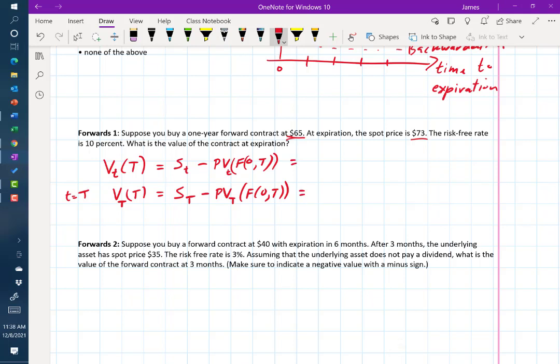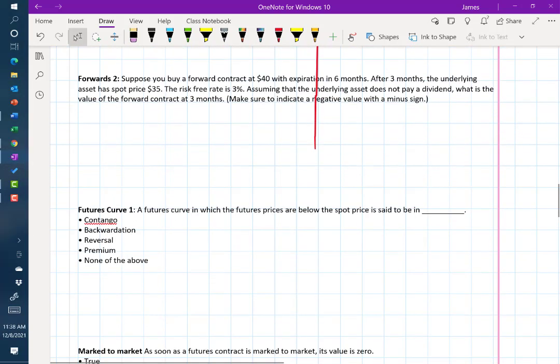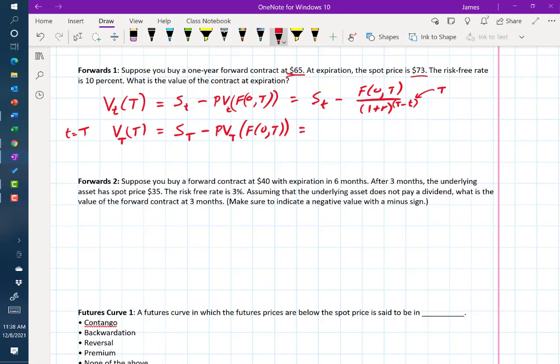So for example, our formula up here was S sub t, just to be explicit about it. And then when I calculated the present value, it was 1 plus r to the capital T minus little t. Okay, so I'm going to plug in these values, but I see here that little t is actually the same as capital T, and so this whole bottom is just going to disappear. So I'm just going to get S sub t minus the forward price. So what is that? 73 minus 65, or $8.